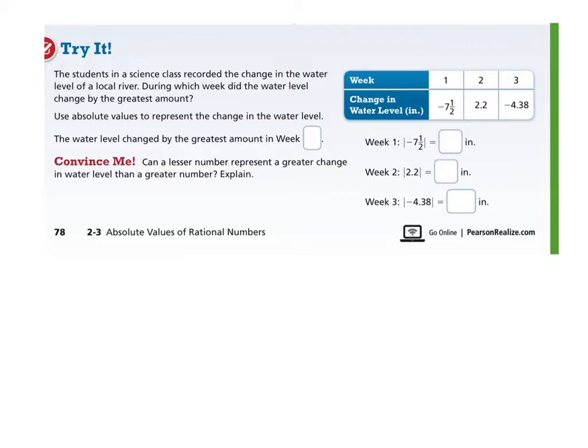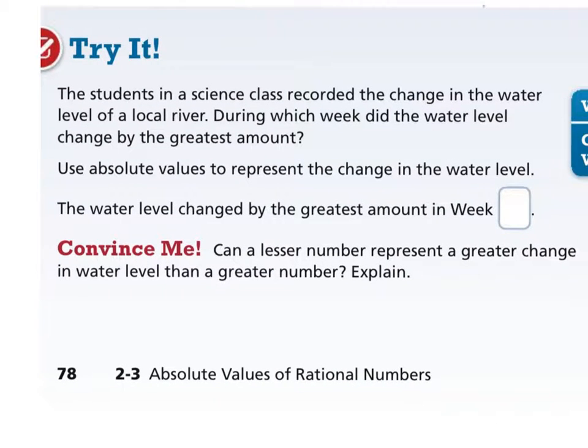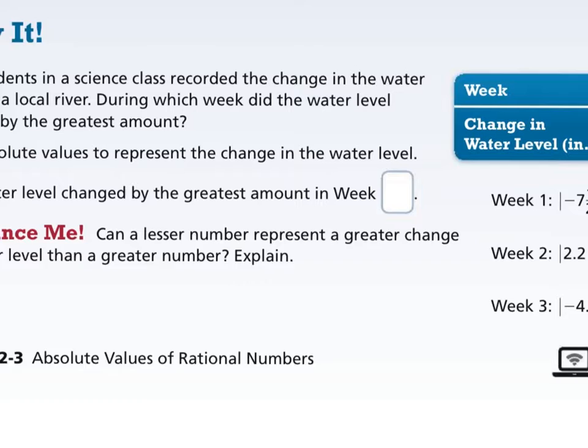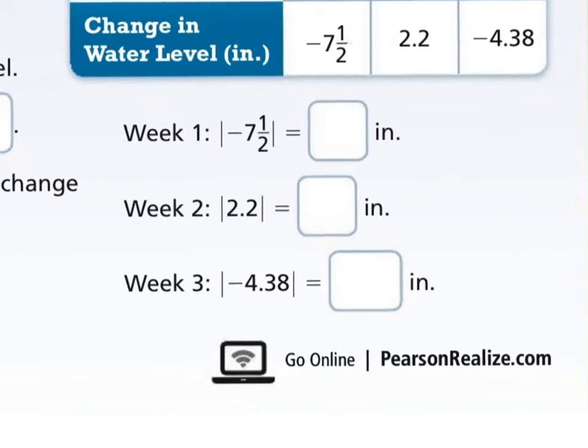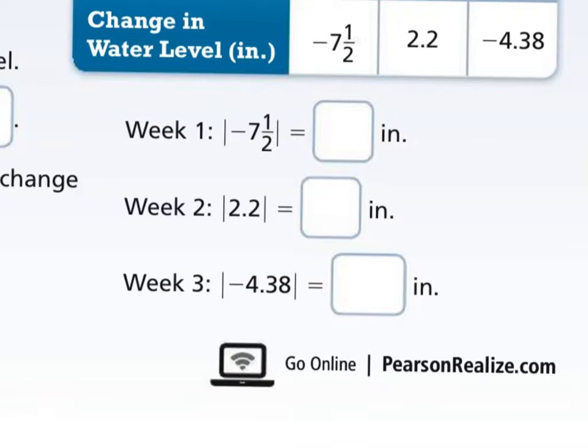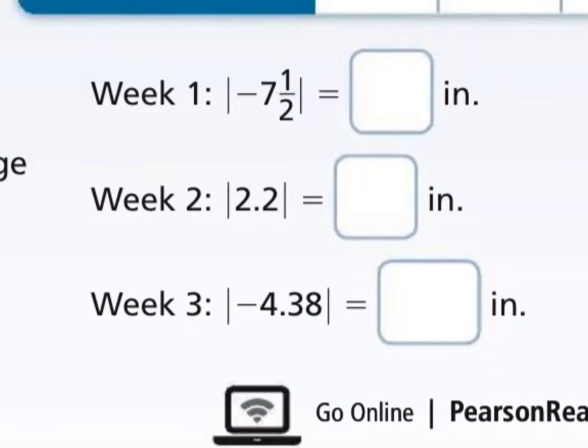So to try it, the students in a science class recorded the change in the water level of a local river. During which week did the water level change by the greatest amount? So we could use absolute values to represent the change in the water level. Again, if it doesn't specifically ask you to do that, you can probably figure it out without doing that. But we'll go ahead and look at it since they've got it set up for us here. So again, seeing those bars means absolute value, which means how far is that away from 0. So on week 1, absolute value of negative 7.5, how far is that from 0? It would be 7.5, so 7.5 inches.